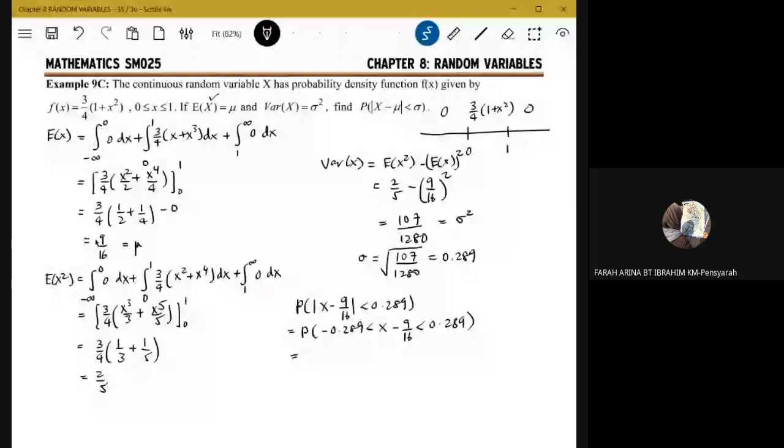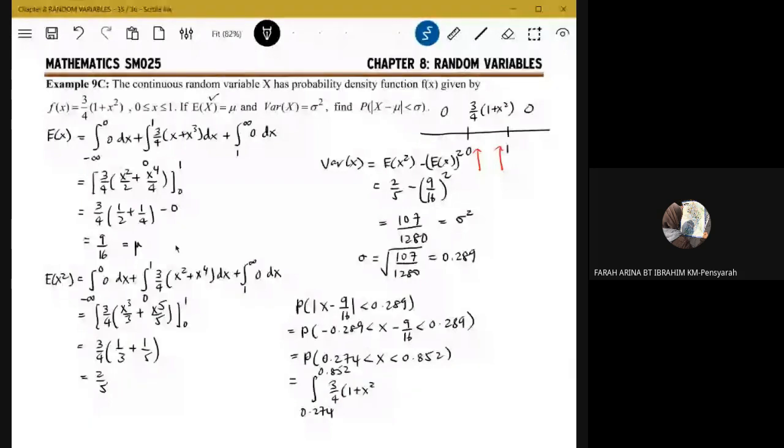Have to integrate. Okay, so kita tahu 0.274 lies on here, 0.852 lies on here. So we just involve with one function only. So we're gonna have integrate from 0.274, 0.852, function kita adalah 3/4 1 plus x square dx.